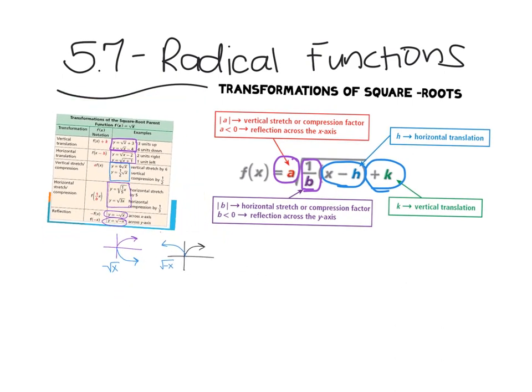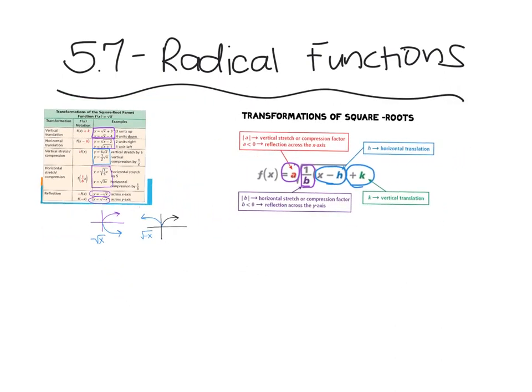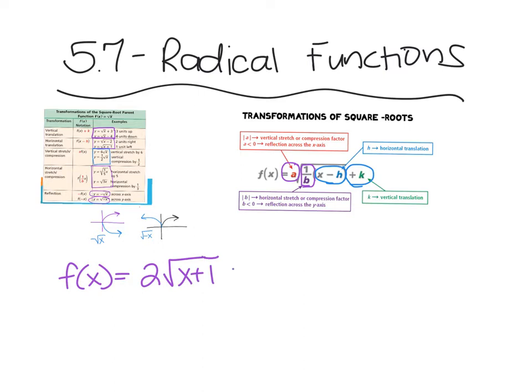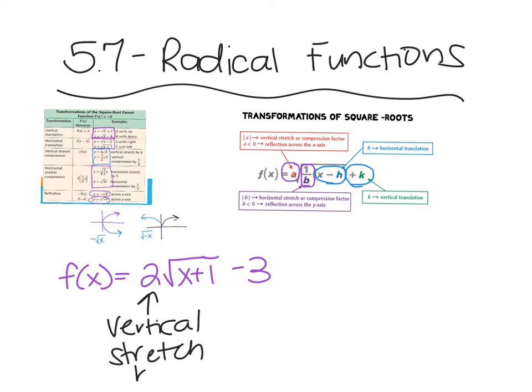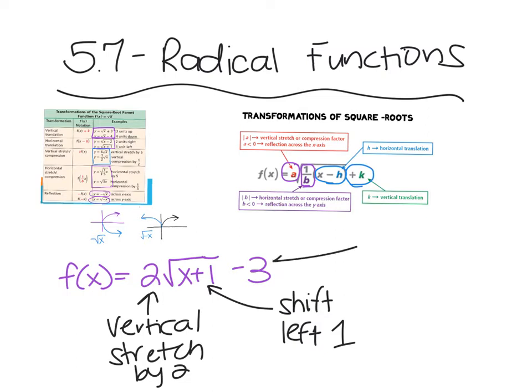So let's look at some examples with these. What you'll see is it would say something like f of x equals 2 square root of x plus 1, minus 3. And it's just going to ask you to identify the transformation. So you're not actually graphing this. This would be a vertical stretch by 2. This would be a shift left 1, and this would be a shift down 3.